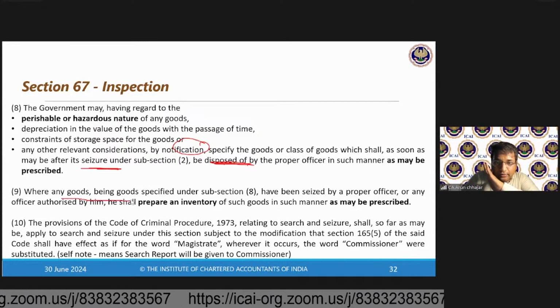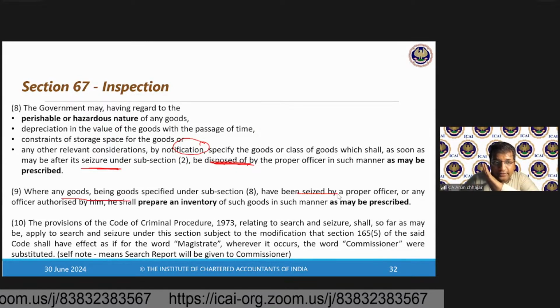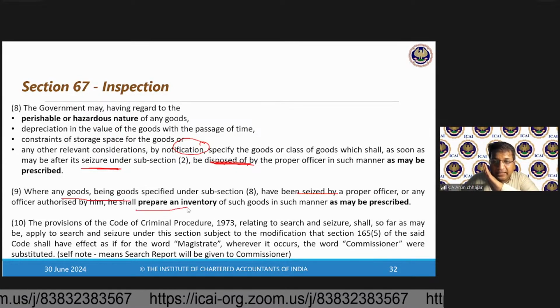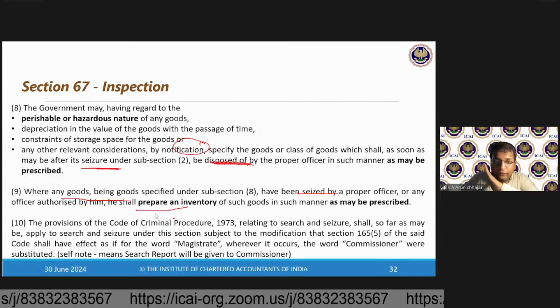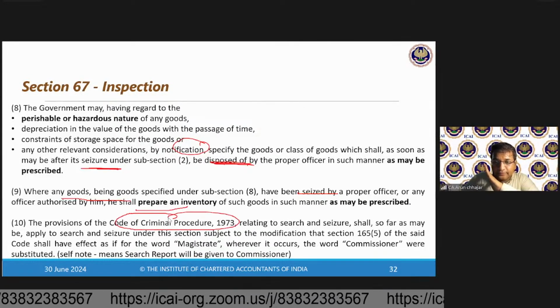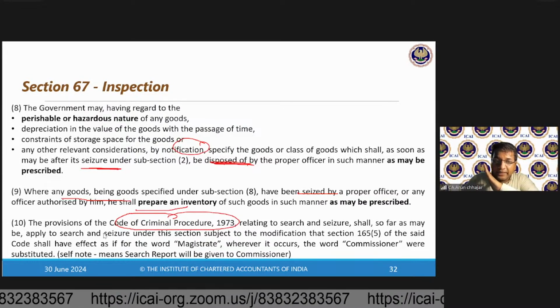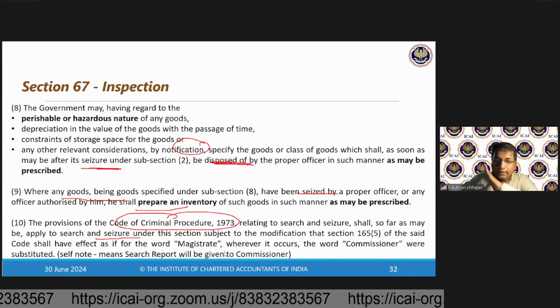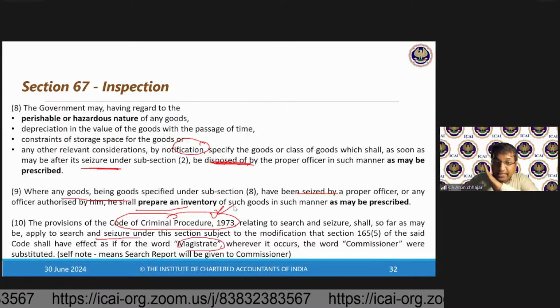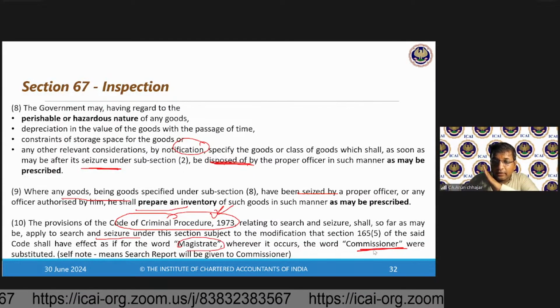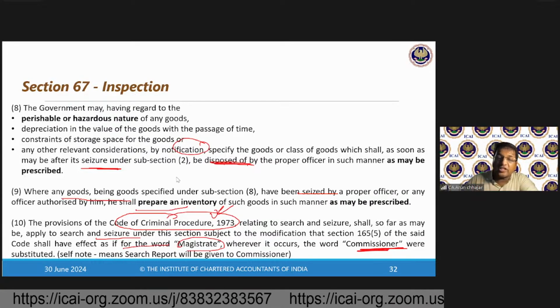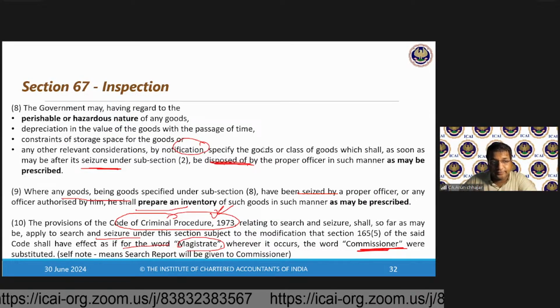When any goods has been seized by the officer, then he has to prepare the inventory. The provisions of the Code of Criminal Procedure will be applicable to search and seizure, and the word magistrate, which is written in the CrPC, will be read as commissioner, treated equal to the magistrate for the purpose of the search and seizure.